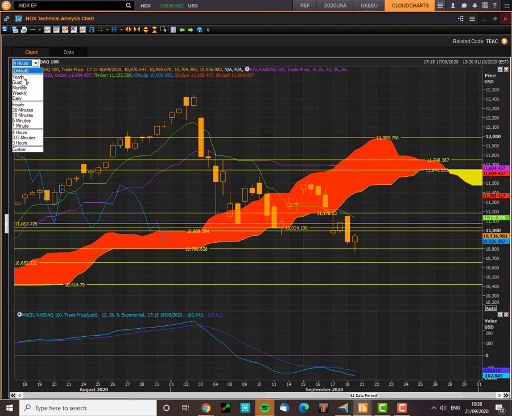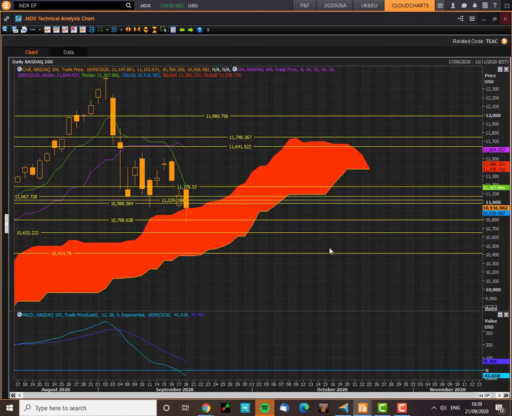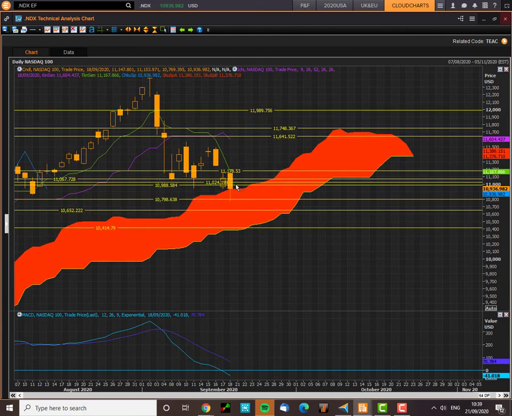Okay, but if we go back to the daily, we can see we're in this process of fighting for support at the top end of the cloud. It dipped below. We're now looking at these 4-hour levels within the cloud. So it's interesting to see if we're going to see these levels.